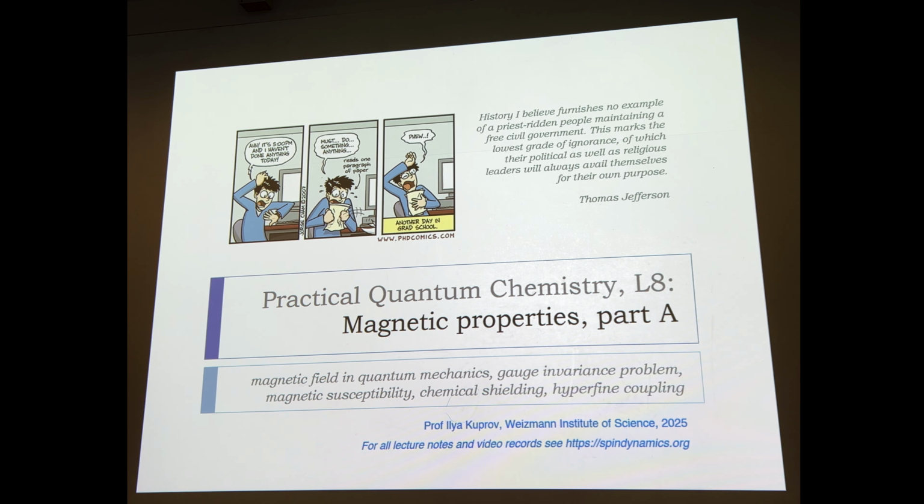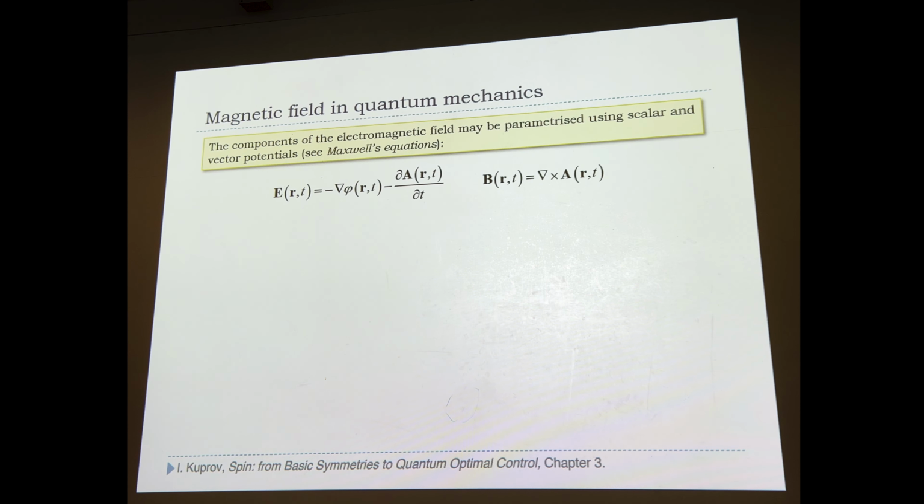The first thing we must cover is, of course, how magnetic field enters quantum mechanics to begin with, and we start with Maxwell's equations, where, if you remember your physics, the electric field and the magnetic field component of the total electromagnetic field can be expressed via scalar and vector potentials. So the scalar potential is Z, the gradient of which is the electric field. Then the vector potential, the curl of it, is the magnetic field. And then we have this little time-dependent bit for the electric field that depends on the vector potential.